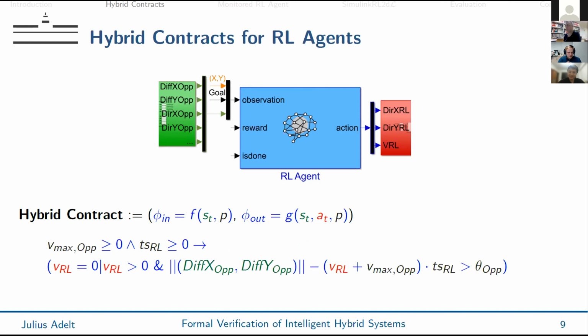And here in our example, this is the hybrid contract we use. And just to give you an intuition, the idea is basically that the reinforcement learning agent either stops, so it forwards a velocity of 0, or if it moves with a positive velocity, this must be chosen in such a way that the reinforcement learning robot does not decrease its distance to the opponent in the next sampling step beyond some threshold, even if the opponent moves towards it.